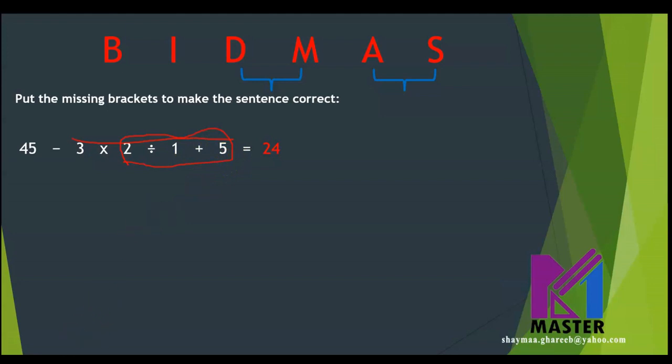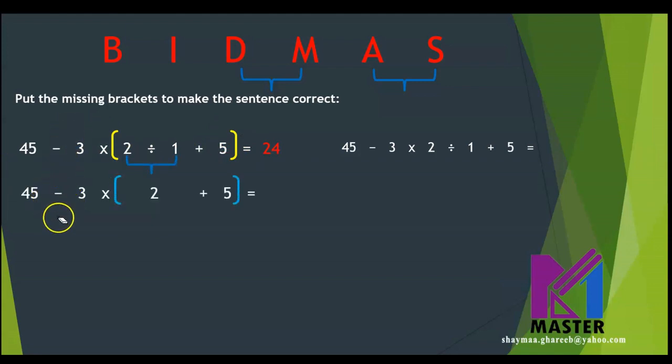So I will do this. Let me erase this to make the steps more clear. So I will put my bracket around this calculation, the 2 together inside the bracket. So I will keep the 45 as it is, then the subtraction as it is, the 3 as it is. What is inside the bracket? I will start with the division. 2 divided by 1 equals 2, plus 5 as it is. Then I will continue the bracket. 2 plus 5 equals 7, and I will keep each other number in its position in the sentence.